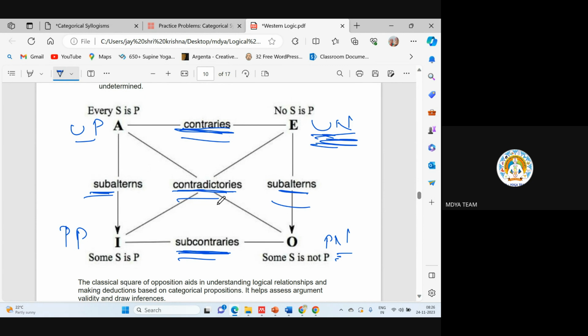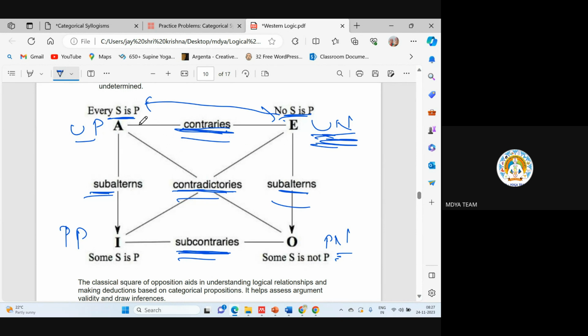So there can be a question like every S is P and no S is P. What will be the relation in these two statements? Sir, repeat that, sir. Every S is P and no S is P. So what is the relation between these two statements? Contraries.